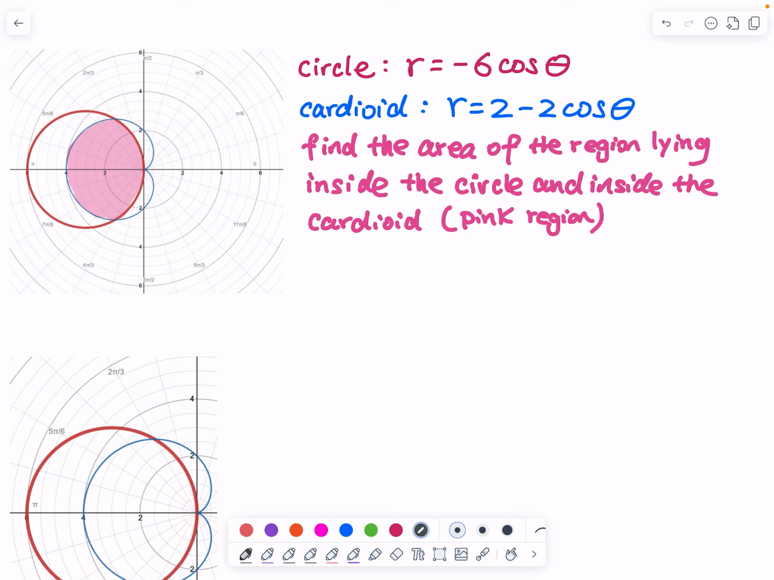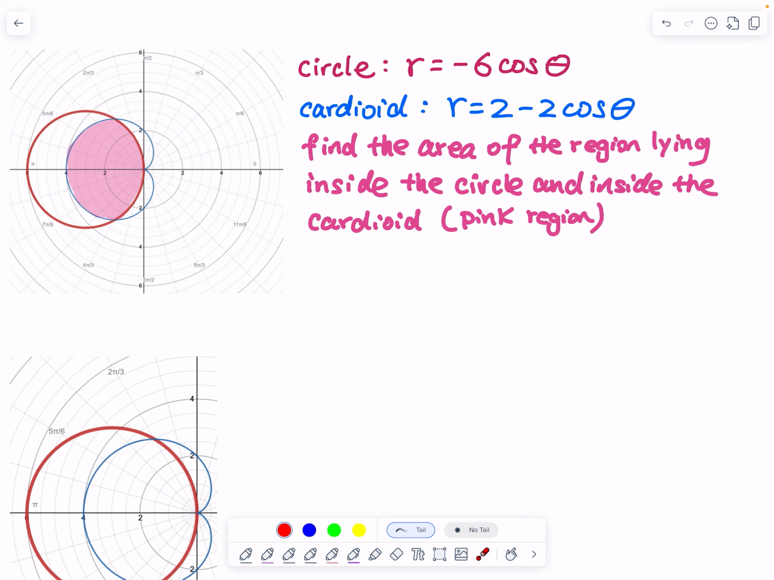I have two polar equations. I graph them. The first one is a red circle, r equals -6 cosine theta. I have a red circle. And then the other one is a cardioid, r equals 2 minus 2 cosine theta. That is the blue cardioid. This one I use decimal to graph them.